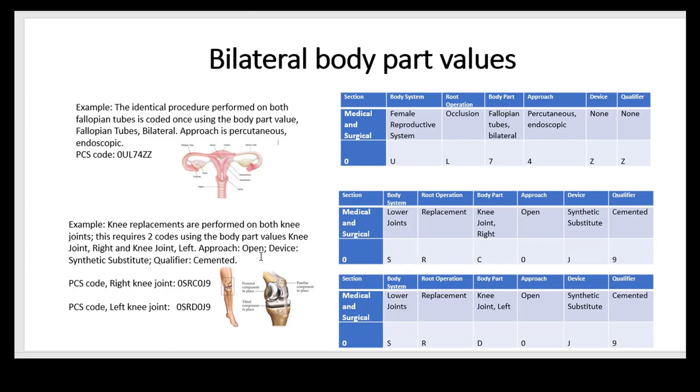If you're having bilateral knee replacements, there are going to be two codes because the knee joint right is body part value C, knee joint left is body part value D. Otherwise, the codes are the same except for that body part value. More and more people are having both knees done at the same time, so it would not be unusual for you to code both of these when someone's having a bilateral total knee.